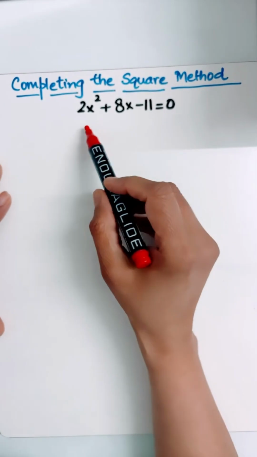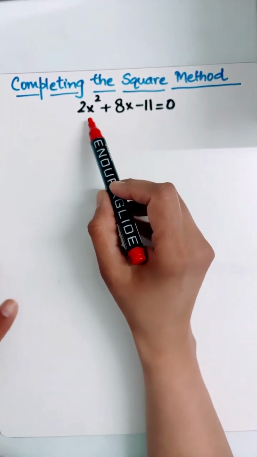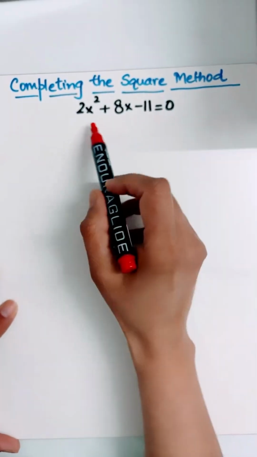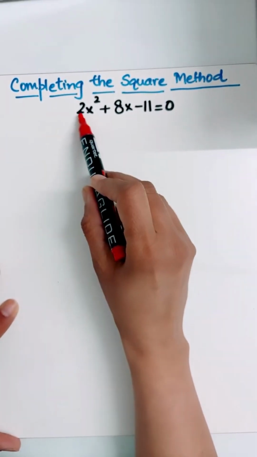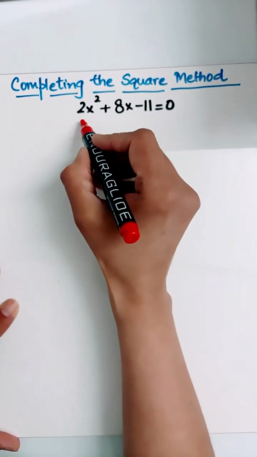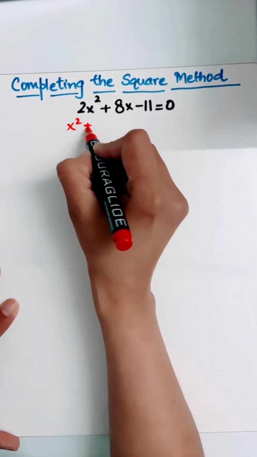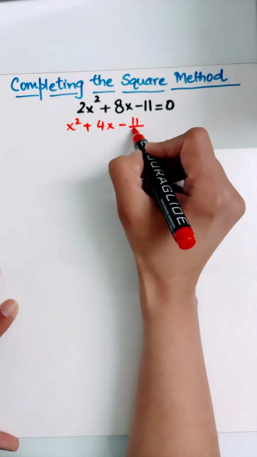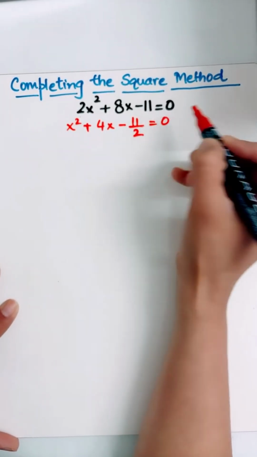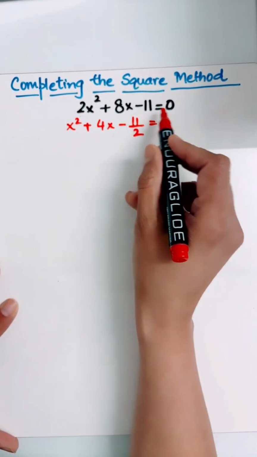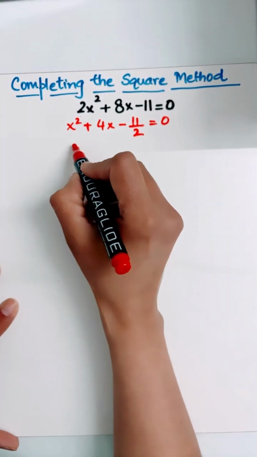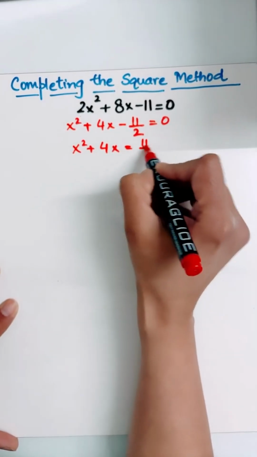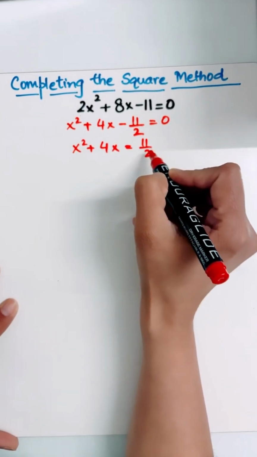So let's do that. The first step is to check whether the coefficient of x square is 1 or not. If it is not 1, we will make it 1 by dividing the entire equation by this number, that is 2 in this case. So I would be getting x square plus 8 divided by 2 is 4x minus 11 divided by 2 is just 11 over 2 equals 0. The next step is to transfer this constant term to the right hand side. So we get x square plus 4x equals 11 over 2. This minus would become positive.